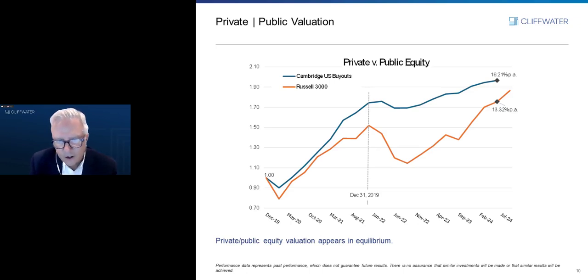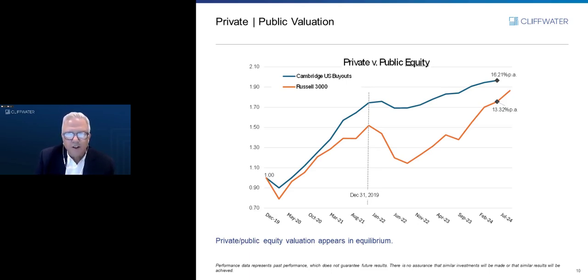And I apologize, I just noticed an error. That vertical line says December 31, 2019. It should say 2021 to demarcate when interest rates started to really jam up. So I apologize for that.